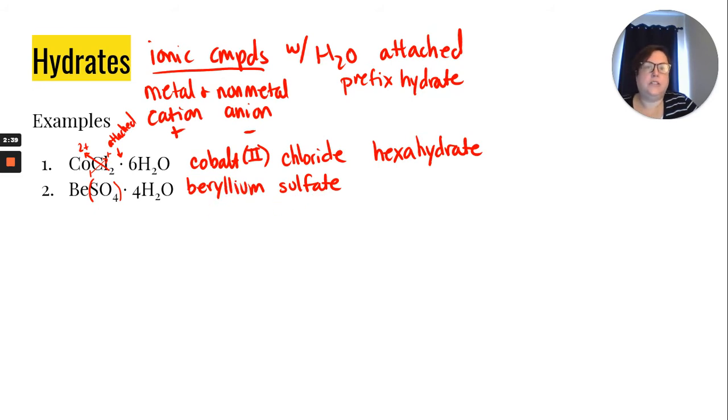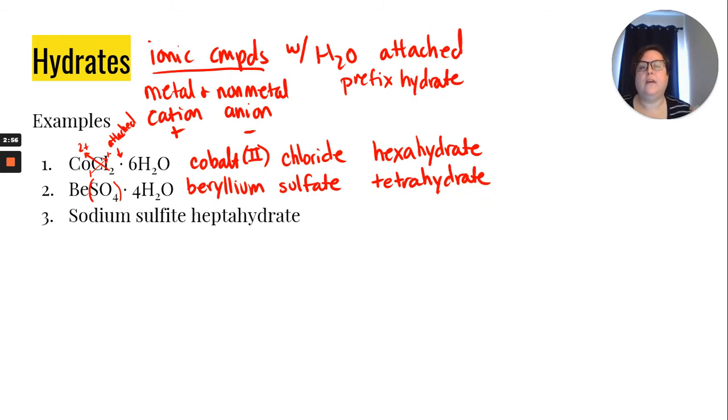Beryllium is not a transition metal, it's in group 2, so it doesn't need a Roman numeral. 4 is tetra, and then hydrate for the water. Beryllium sulfate, tetrahydrate. All right, let's go the other direction. Remember, we have to cross our charges unless we see prefixes in with covalent compound or covalent elements.